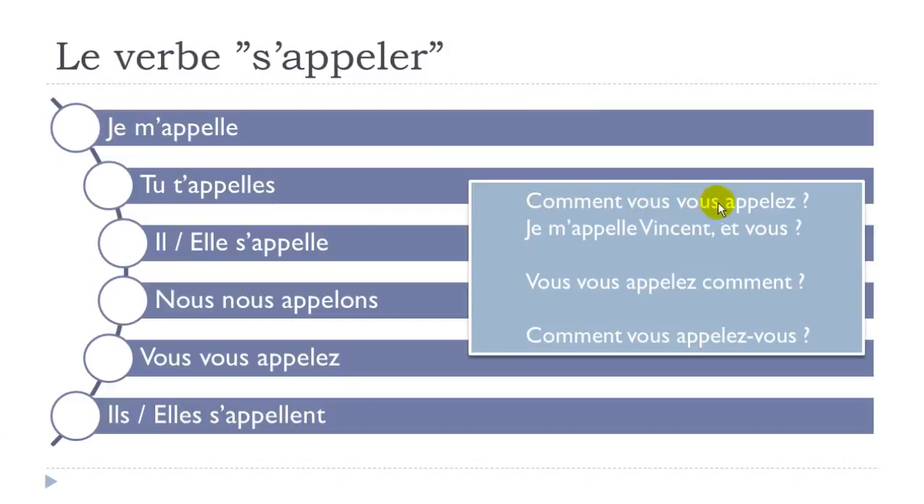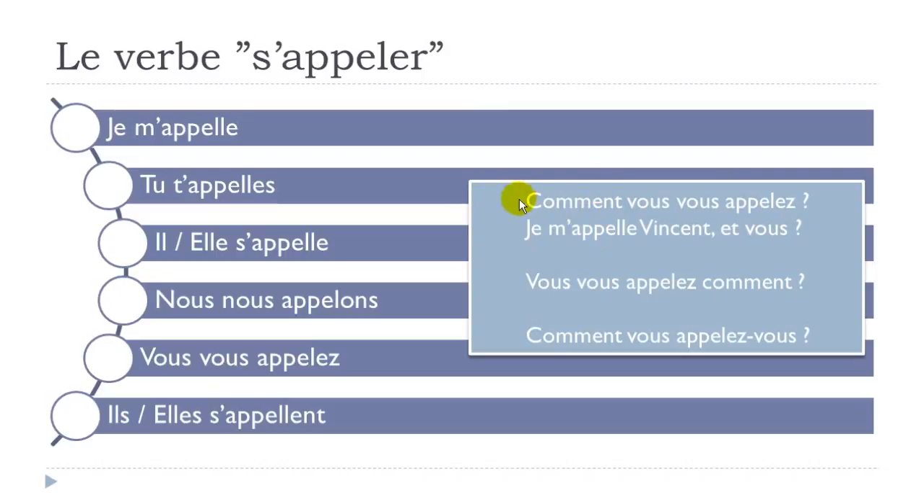Comment vous vous appelez? Okay, so when you want to know the name of someone, you ask: comment vous vous appelez? Answer: je m'appelle Vincent. Et vous? Okay, so I am Vincent, I call myself Vincent if you want. Et vous? And you. So you want to know the name of the person who is asking this question.